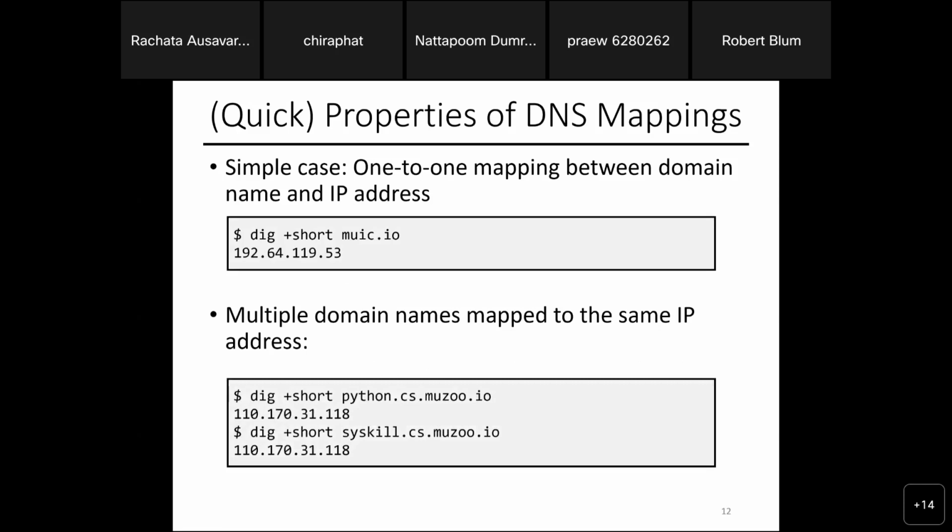we can also have multiple domain names that map to the same IP. Look at this. python.cs.musu.io and cisco.cs.musu.io go to the same location, right? Because they're actually on the same server, on a different container, right?